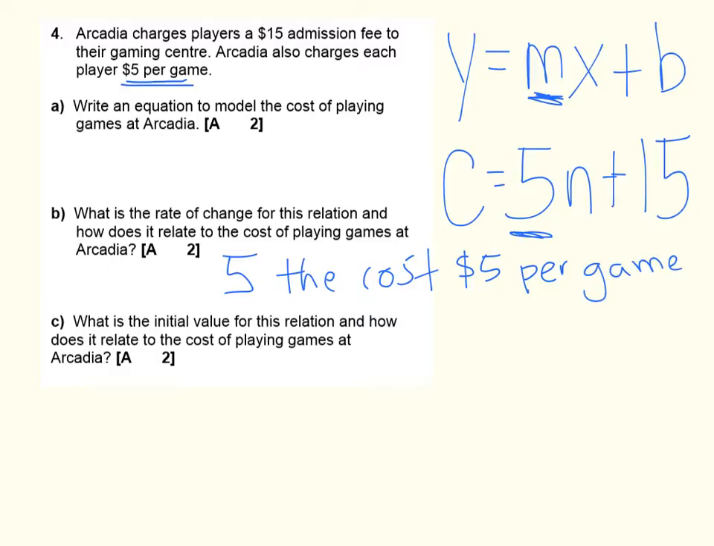Easy enough. C. What is the initial value for this relation and how does it relate to the cost of playing games at Arcadia? So b is our initial value. It's also our y-intercept and it's the number 15. So my answer is 15. But it also asks us again, how does it relate to the cost of playing games at Arcadia? And you would simply say there is a $15 admission fee.